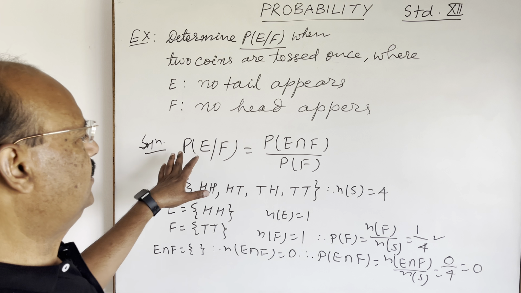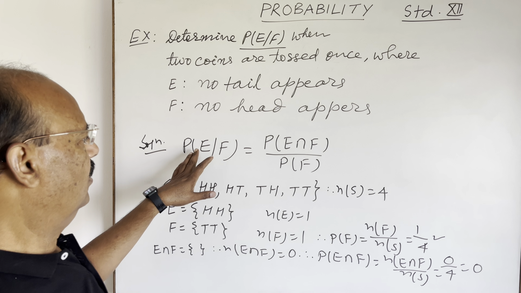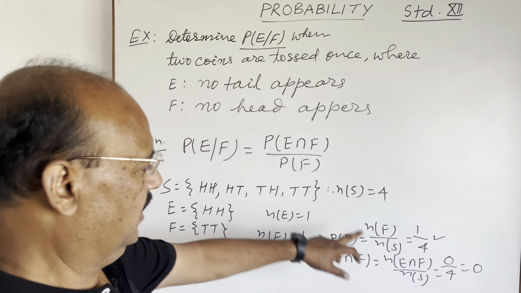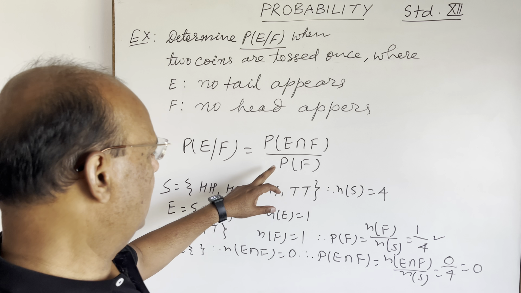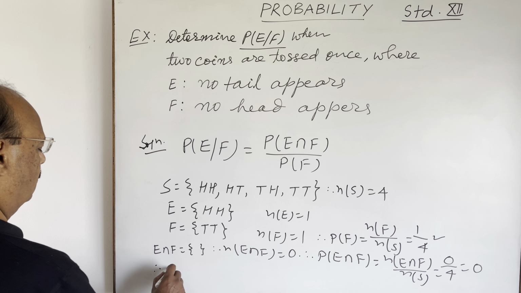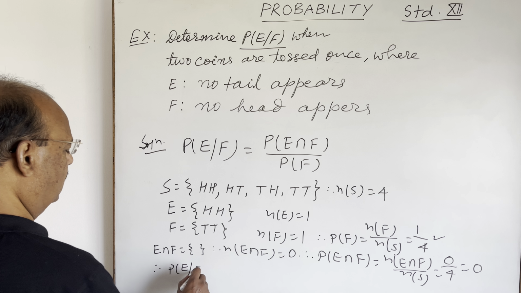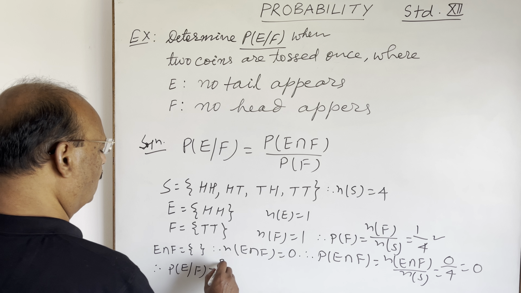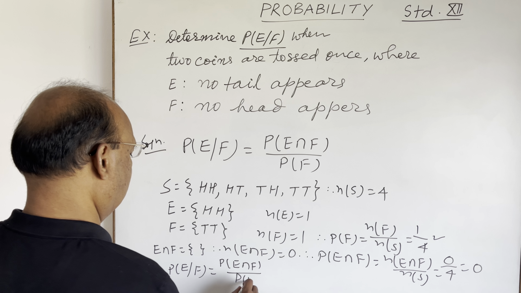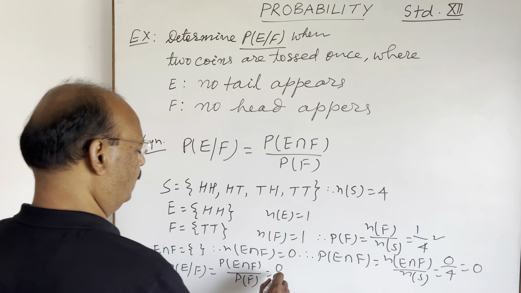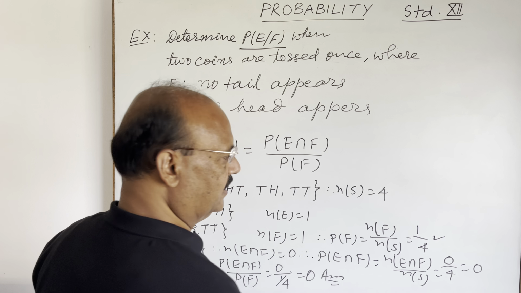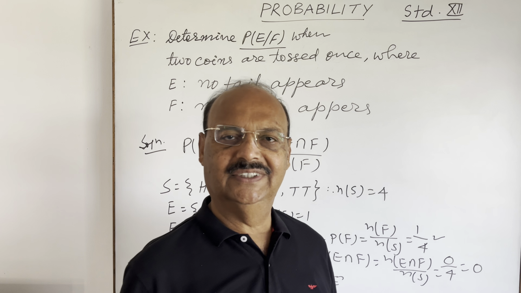Now we can evaluate the probability of E conditional to F very easily, since we have the value of the probability of E intersection F as 0, as well as the probability of F as 1 by 4. So therefore, the probability of E conditional to F is equal to the probability of E intersection F divided by the probability of F. So this is equal to 0 divided by 1 by 4, which is equal to 0. So this is the answer. Okay. Hope you have got this solution.